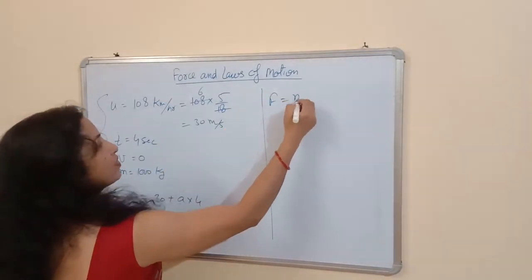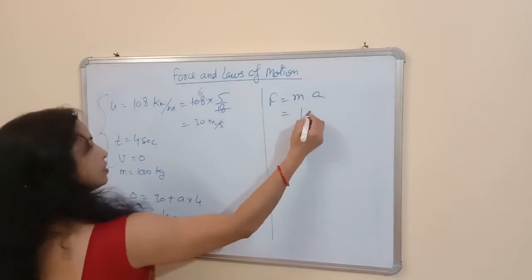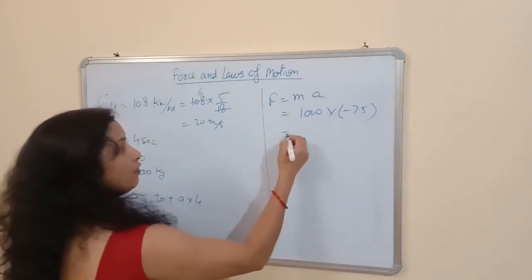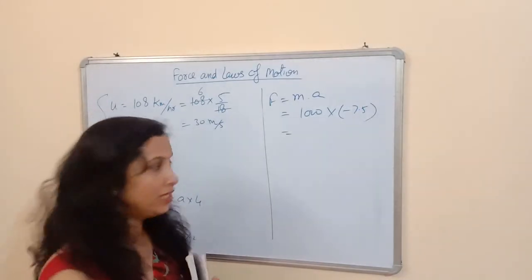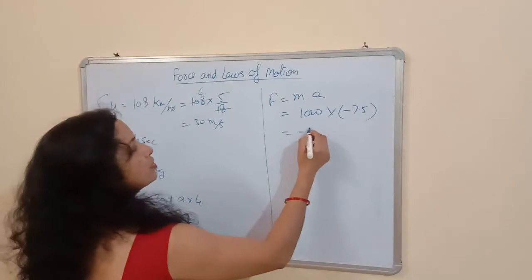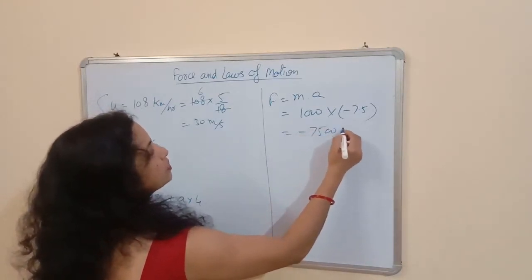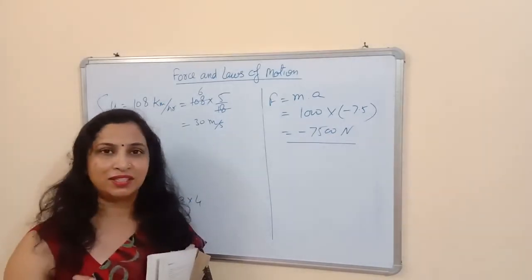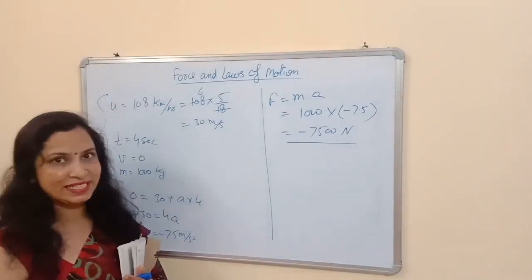So we will say F is equal to m into a. What is the value of mass? This is 1000 kg and acceleration is minus 7.5. You will always put the values along with their sign because force is also a vector quantity. So it is minus 7500 Newton. Okay, this is not the complete answer.